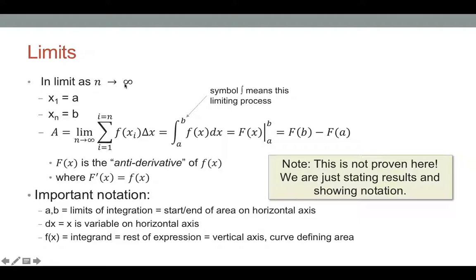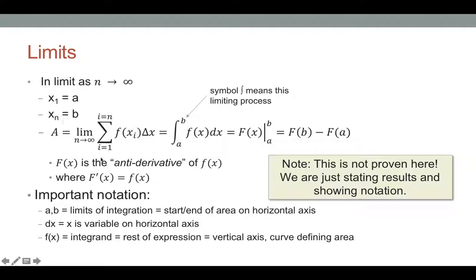So in the limit as n goes to infinity, where we're starting at a, ending at b, the area will be the limit as n goes to infinity of this sum, which is the area of the rectangles, from 1 to n, of the function evaluated at each of the x's, that's the height, and delta x is the width of each of the rectangles, which is b minus a divided by n.